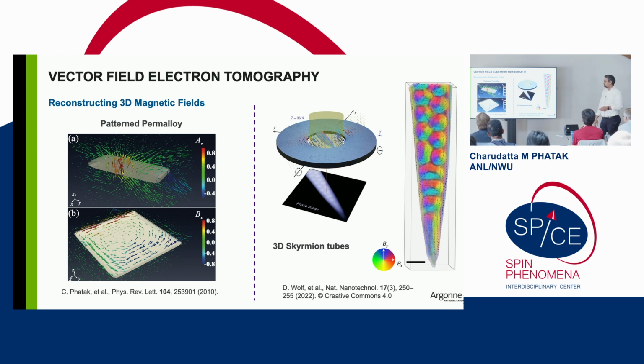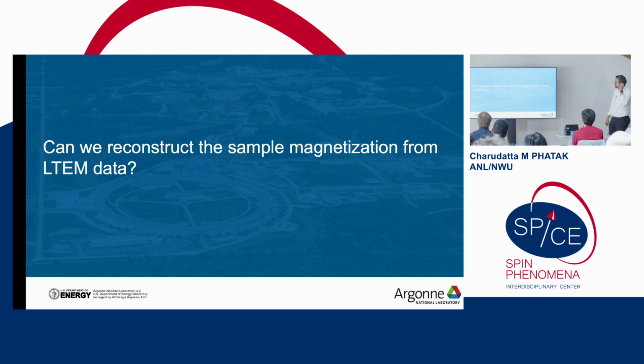And one of the challenges with this is that the data acquisition and the experiment is tedious. You have to tilt the sample along two orthogonal tilt axes to get the data, since we are reconstructing a vector field. And at the end of the day, what we reconstruct is still the magnetic induction maps. In principle, from that you can try to isolate where the magnetization is, but what we are reconstructing is the magnetic induction maps in 3D. So the question is, can we directly reconstruct the sample magnetization from Lorentz TEM data itself?